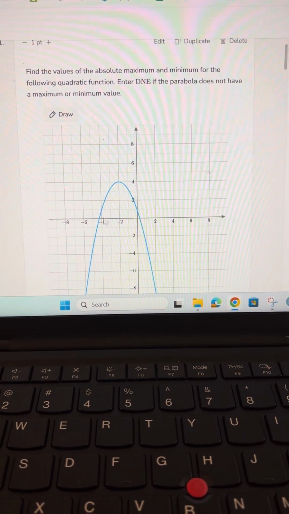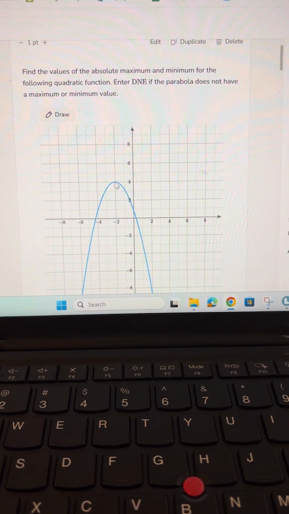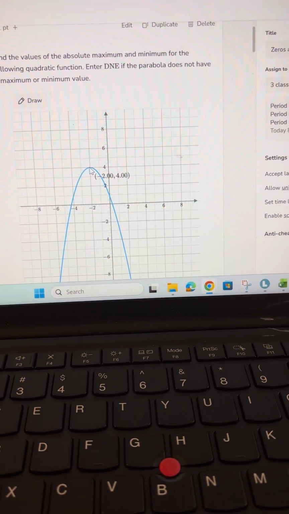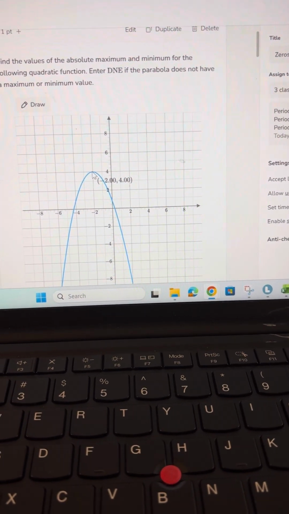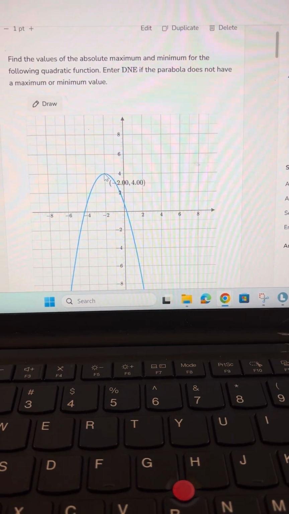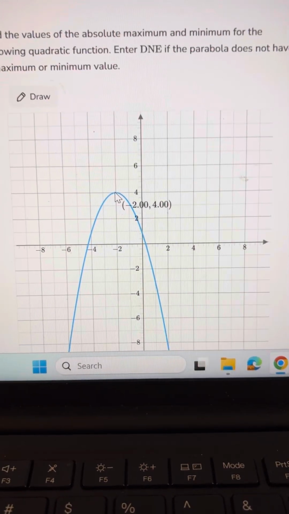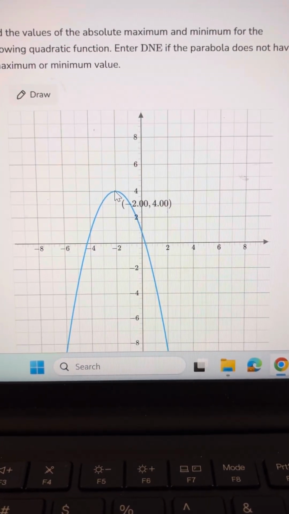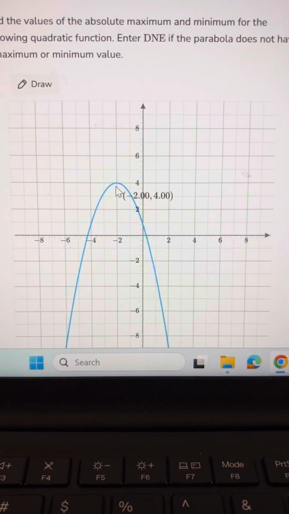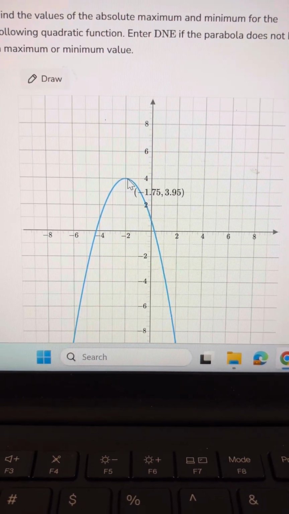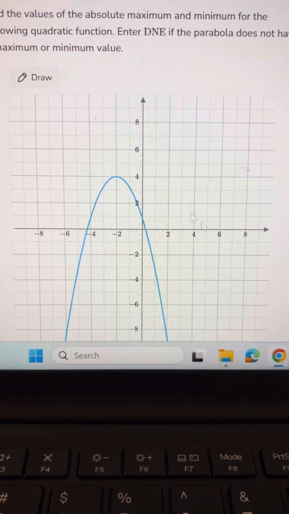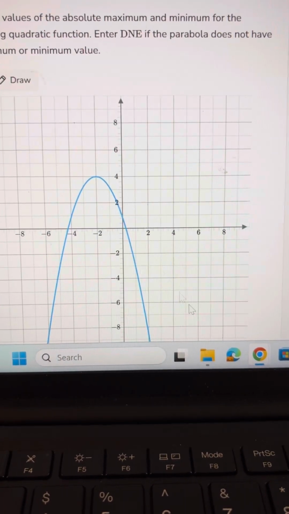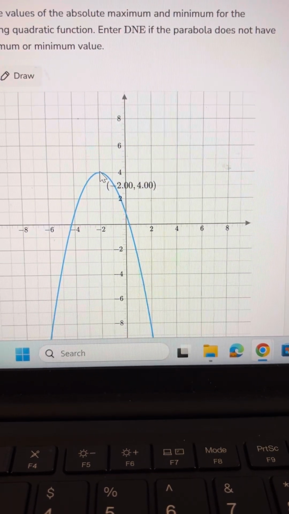The minimum or maximum is the highest point or the lowest point on the curve. This is the maximum point. The vertex is always the minimum or maximum. This is the vertex, and the point is at (-2, 4). When you are naming the absolute minimum or the absolute maximum, you only name the y coordinate, because that's the highest point, or you name the lowest y coordinate because it's the lowest point. So this one is at 4.